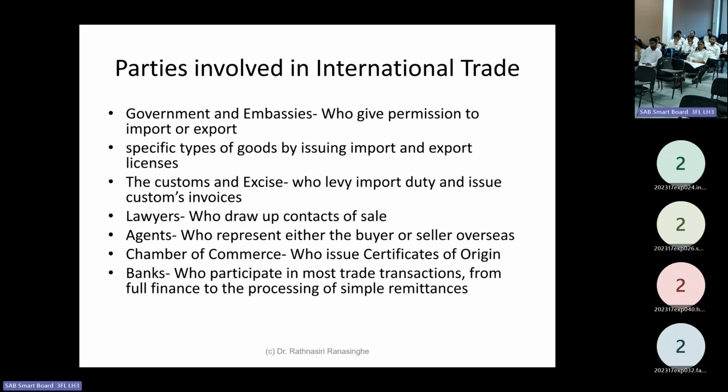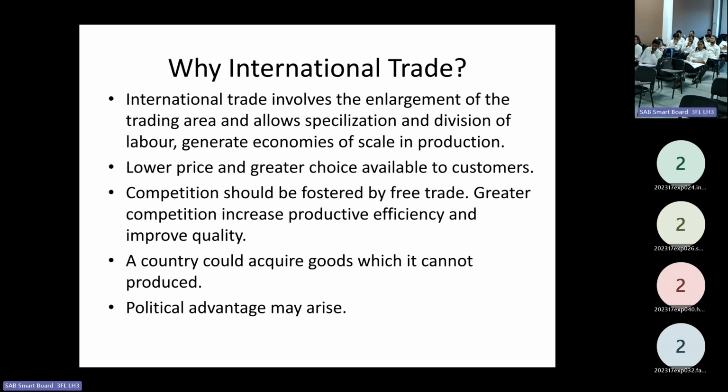And the other important part is the banks. Banks are also involved in the payments, the export and import remittance. So likewise, different parties are involved in international trade, unlike domestic trade.